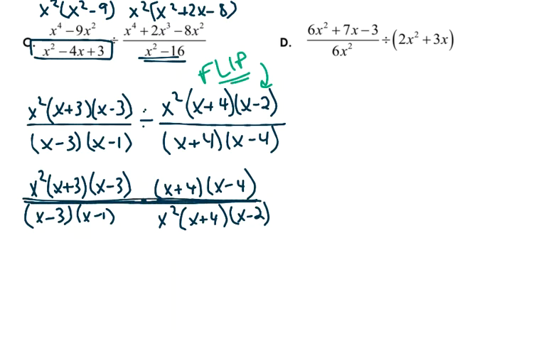Okay, now I just need to cancel. So if you look on top, I have an x squared with an x squared. Those are gone. I have an x minus 3 with an x minus 3. The x plus 4s are gone, and then just double check, make sure you don't have anything else.